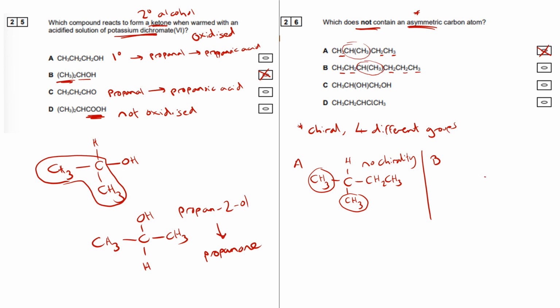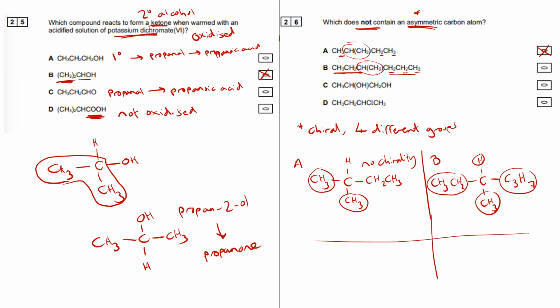So I'll start by drawing out the CH and the CH3 as before. What's to the right of that? You've got 3 carbons in a row, so C3H7. And on the left of that, you have a CH2 CH3 group. There are 4 different groups attached, so B does have a chiral carbon.